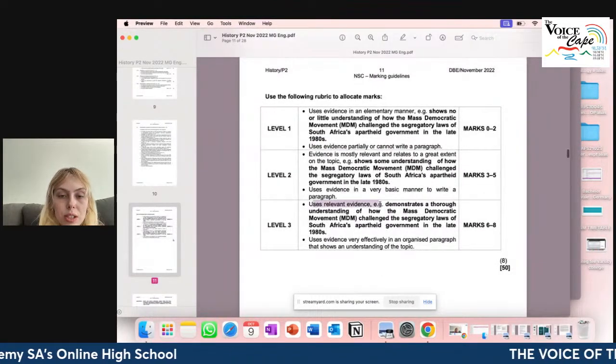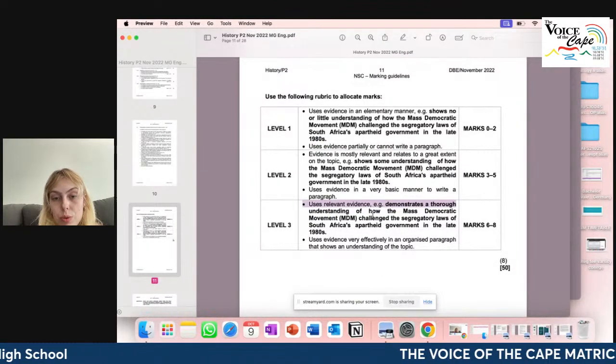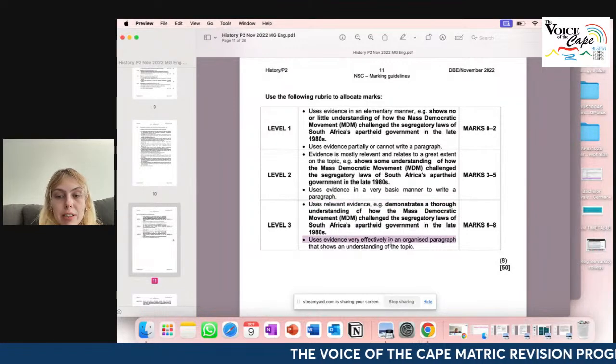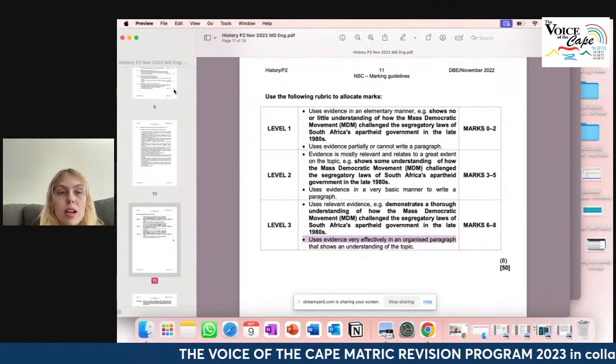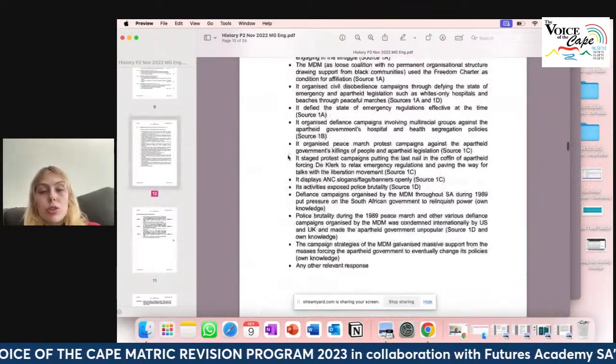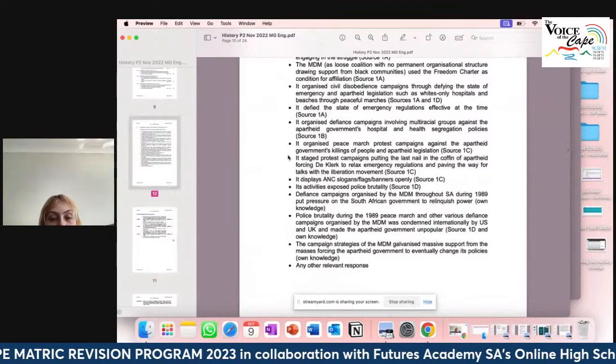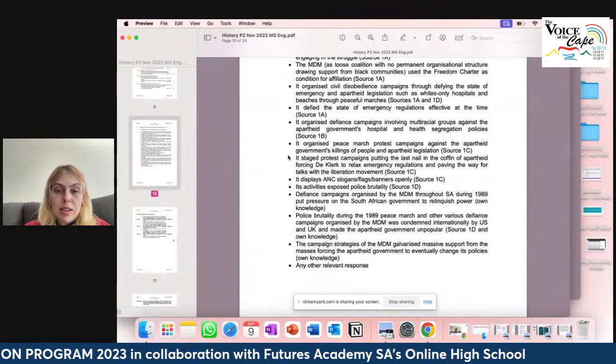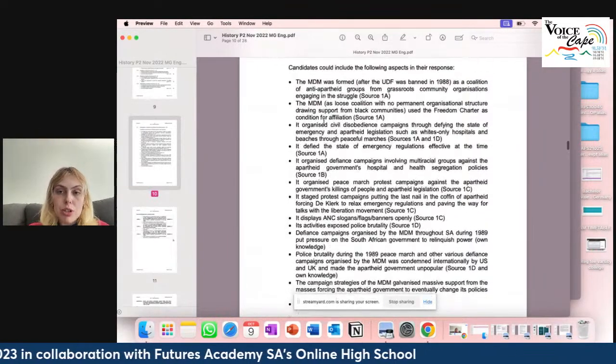So what you need to do is use relevant evidence from the sources, and use it very effectively in an organized paragraph that shows an understanding of the topic. Remember, you don't have to stick to the around 80 words. It's not necessary. You can go over it if you wish.